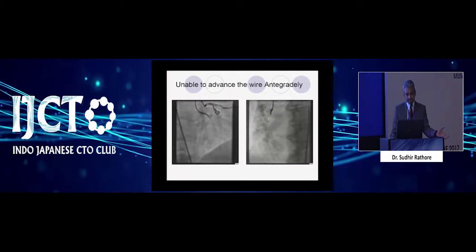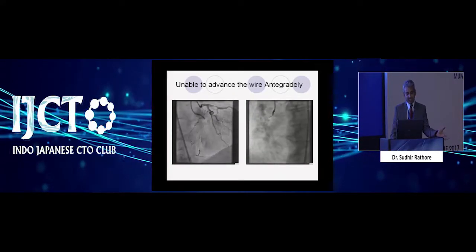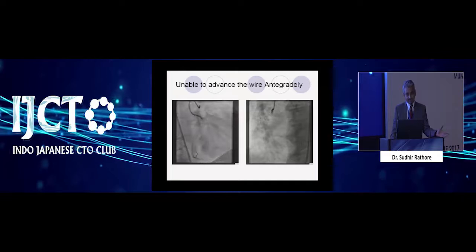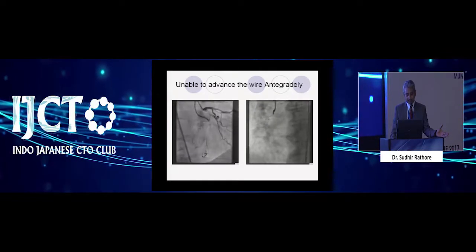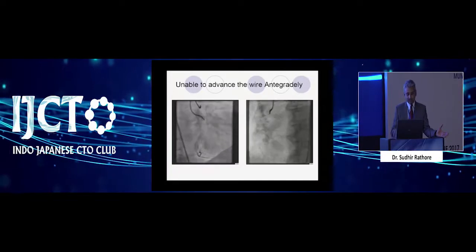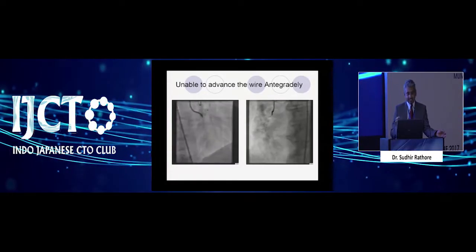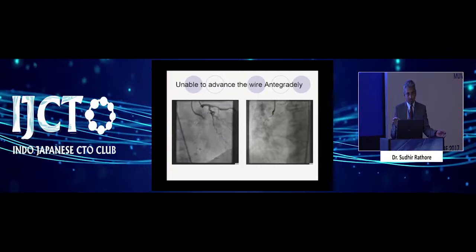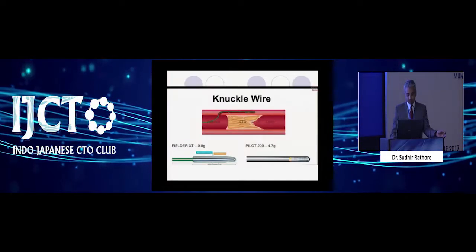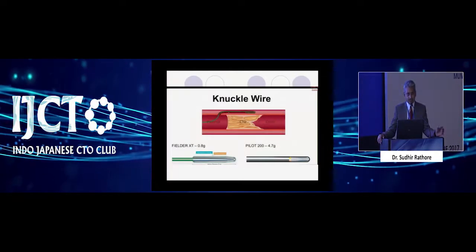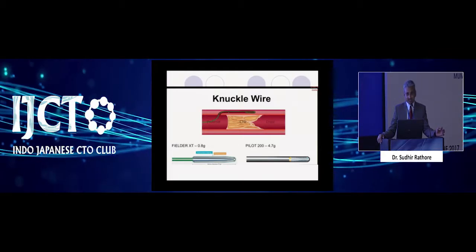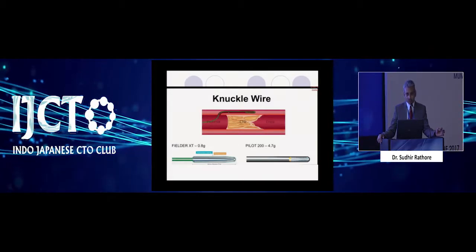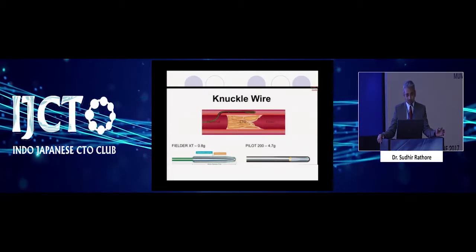As you can see here, on the left-hand side, I tried antegrade wiring several times, again in the second attempt, but was not able to get the wire into the distal artery. Now on the right-hand side, you can see the wire gets stuck here, and he was not able to pass into the CTO body. So the concept of knuckle wire is you try to get the knuckle at the proximal cap, which enters the subintimal space, and cross the CTO segment with the knuckle in a controlled fashion.